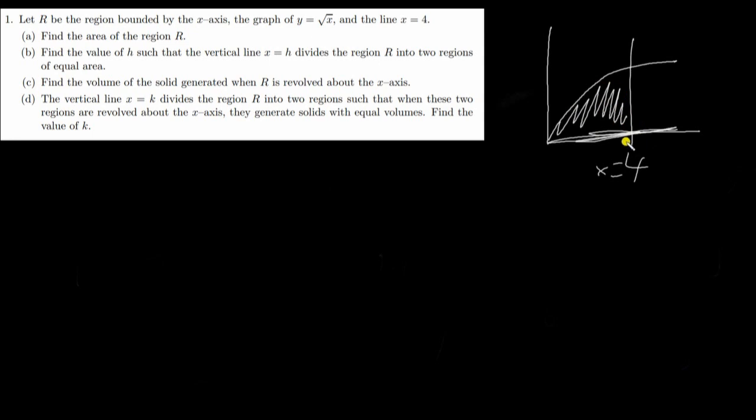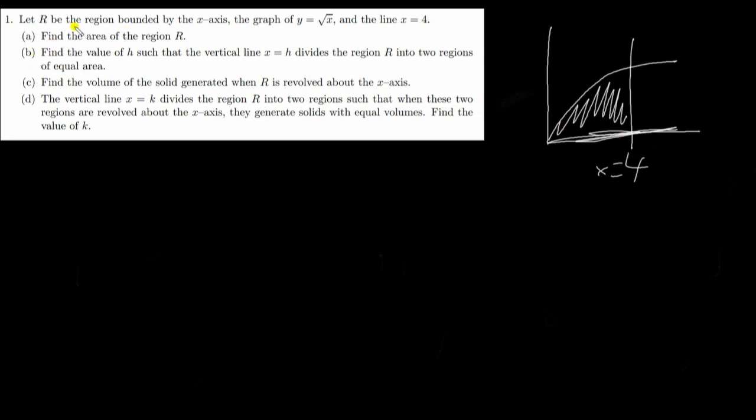So we have R being the region bounded by the x-axis, the graph y equals square root of x, and the line x equals 4. Even though these are pretty simple things, it's still a good idea to draw a sketch. So let's draw the graph of y equals square root of x, something like that. The x-axis is here, and the line x equals 4 is a vertical line here. So this is the area that we're talking about.